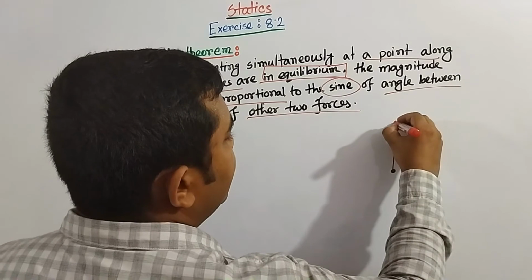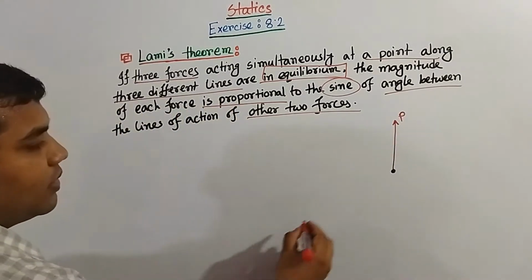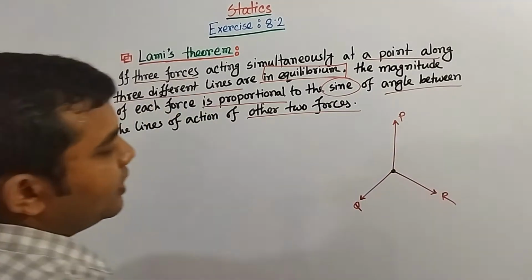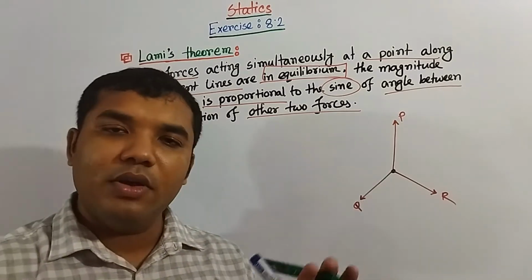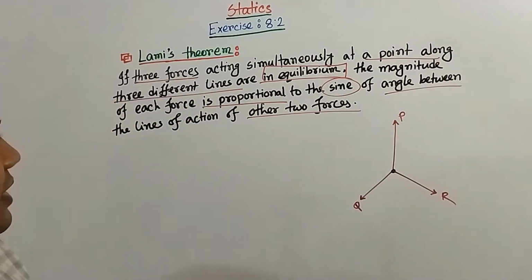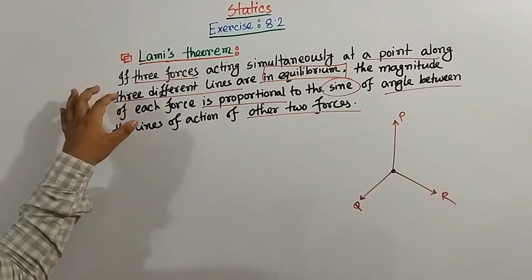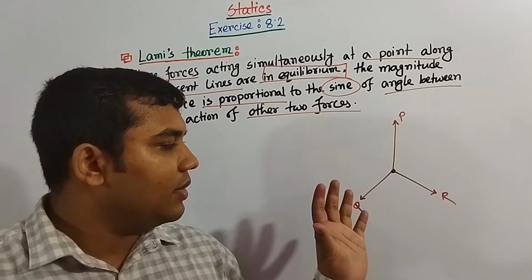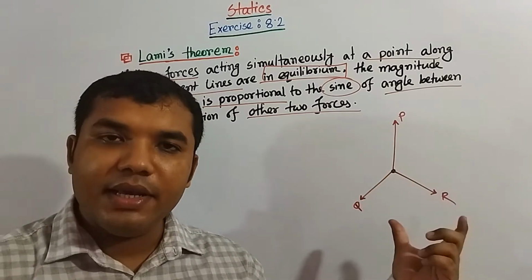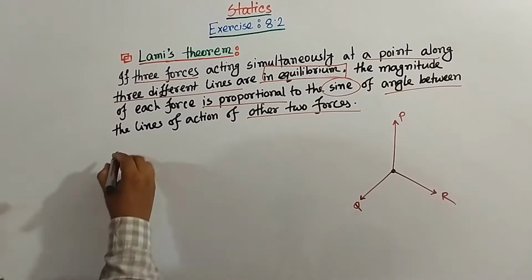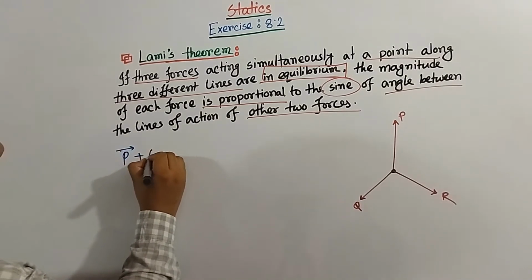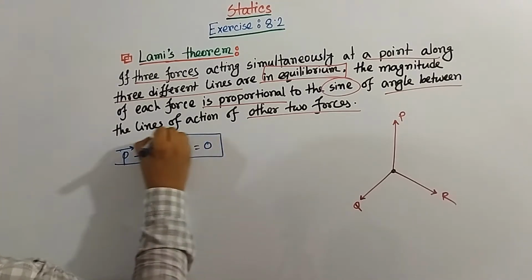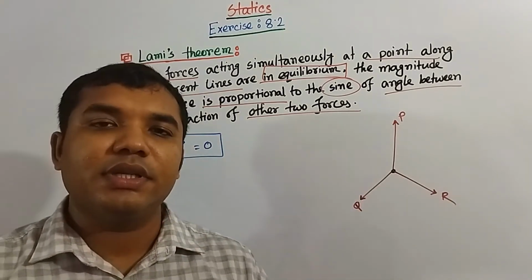That means here this is the force P, that's the force Q, and here the force R. So here three forces are acting at the same point. Okay, if this, then this will be in equilibrium. That means, if three forces are in equilibrium, we have already known that P plus Q plus R equals 0. So this is actually given because these three forces are in equilibrium.